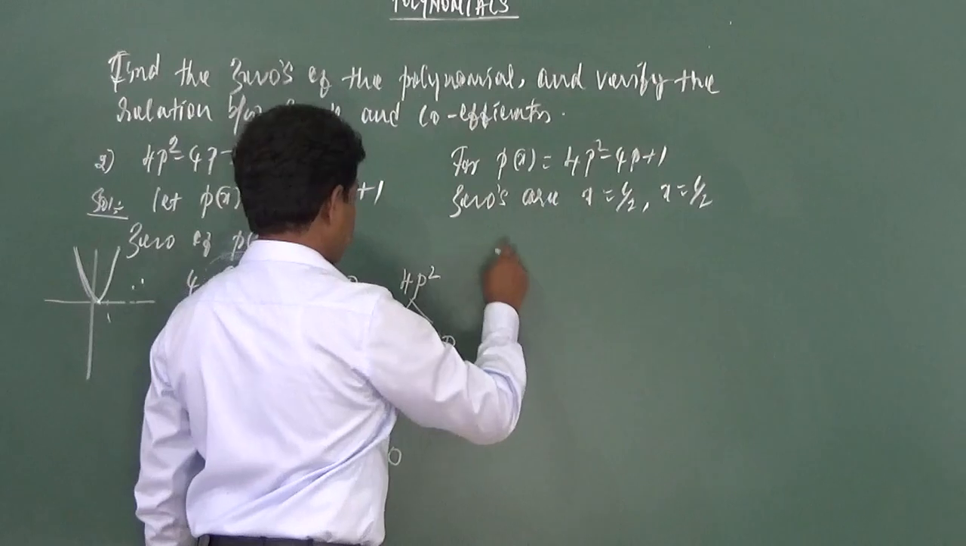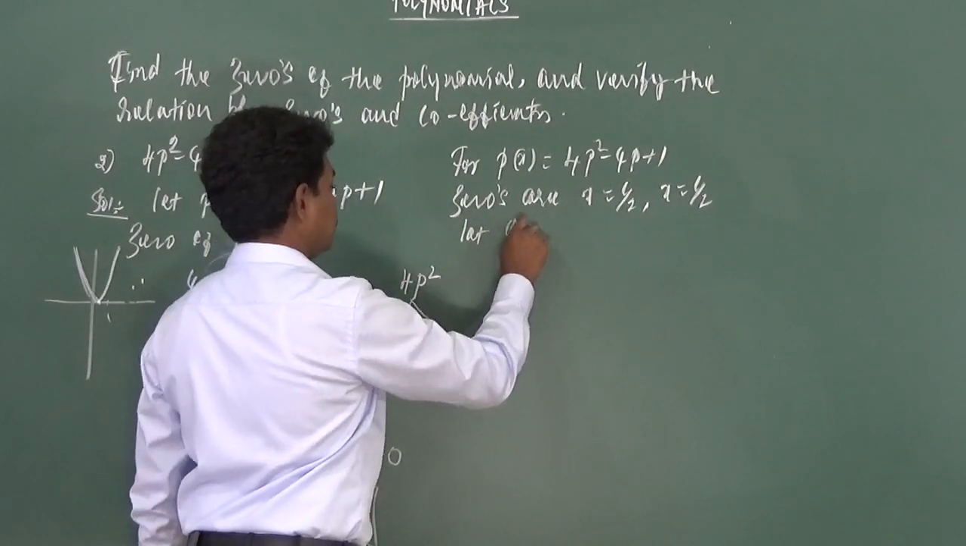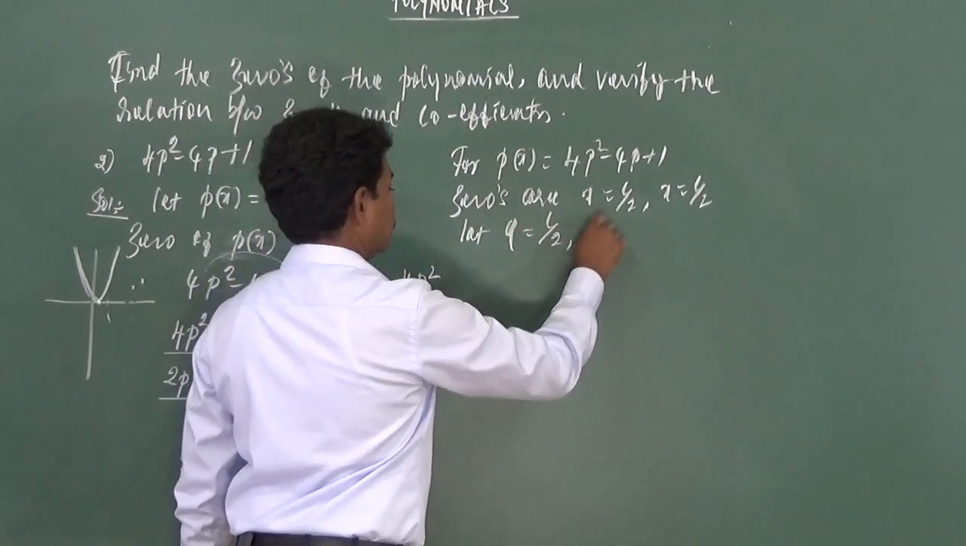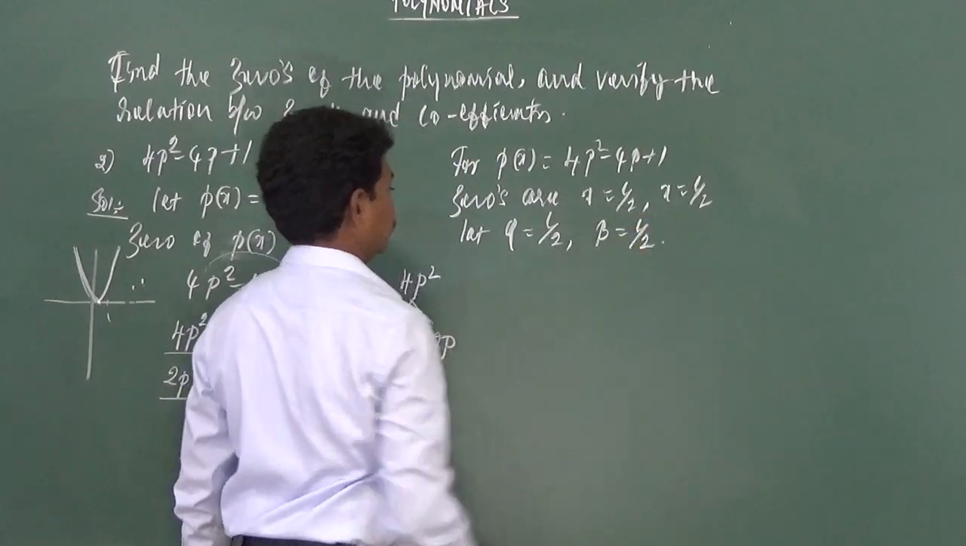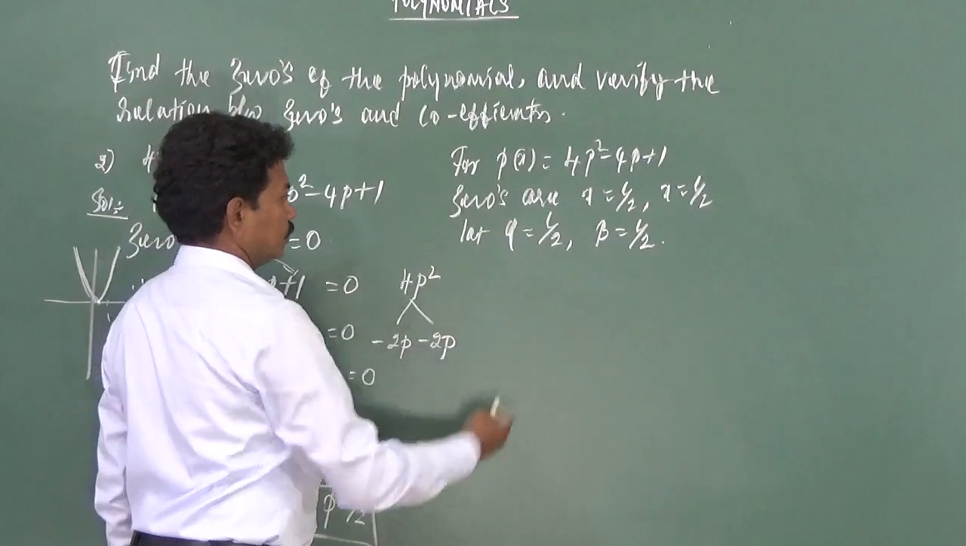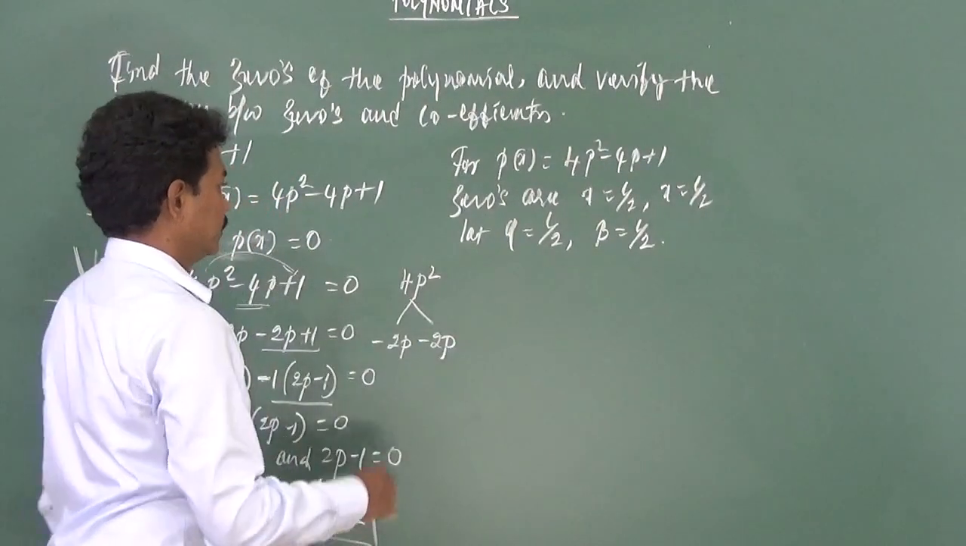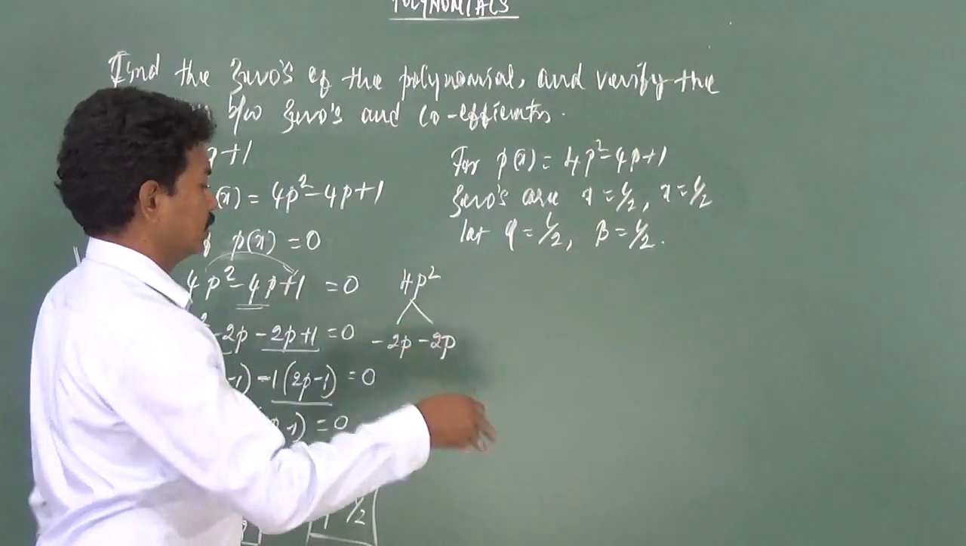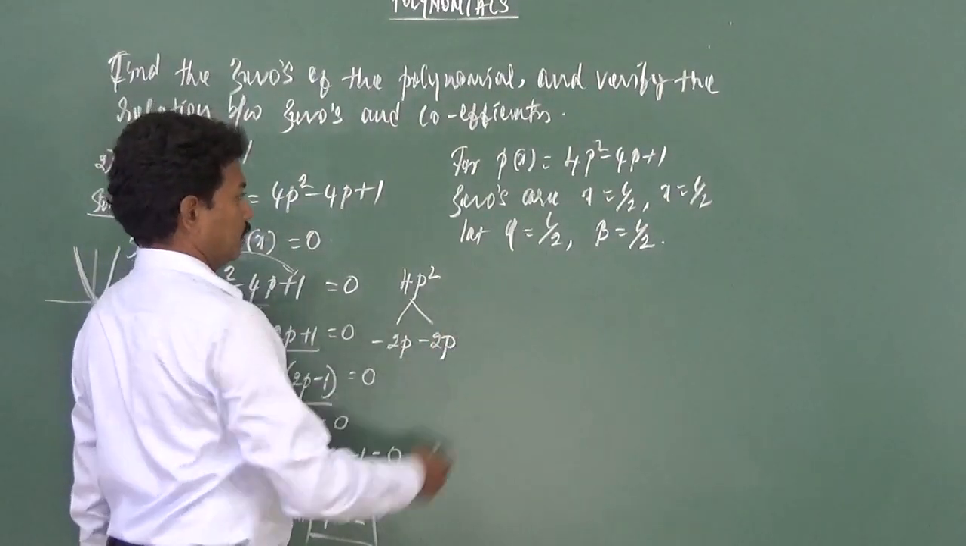So let alpha is equal to 1 by 2, beta is equal to 1 by 2. You will guess it as per your textbook. There are two zeros, but they are the same. Not different zeros, both are the same zero. That is 1 by 2 and 1 by 2.